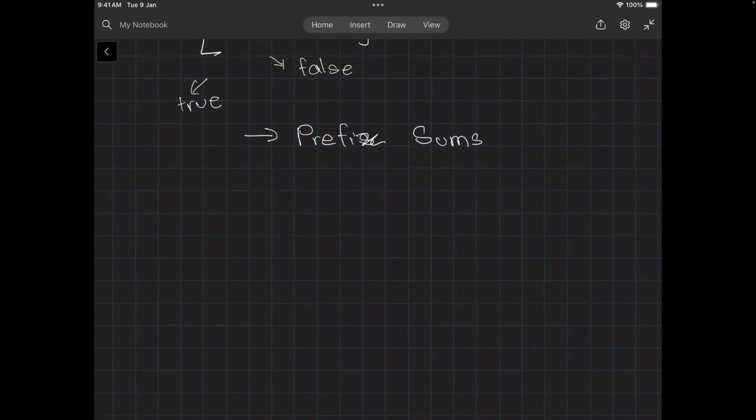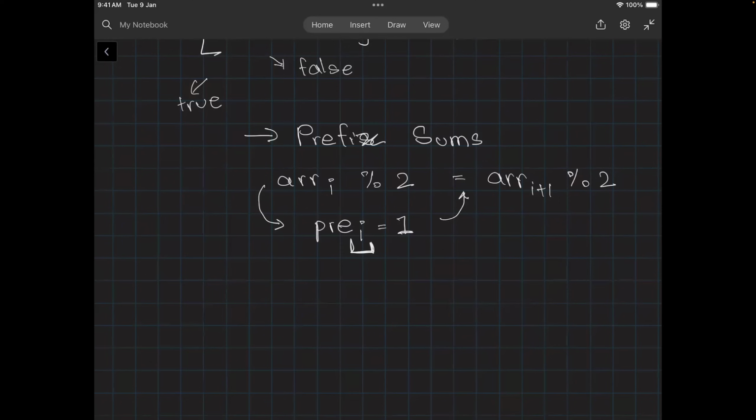For using prefix sums, wherever arr[i] modulo 2 is equal to arr[i+1] modulo 2 in our array, we are going to store prefix[i] equal to 1, basically stating that at this particular index, this occurs. After that, we are going to generate the prefix sum table, basically doing prefix[i] plus equal to prefix[i-1]. Now, how will this help us? Let's have a look.